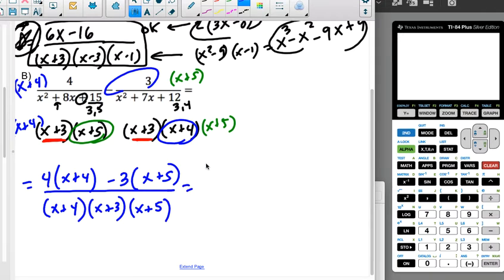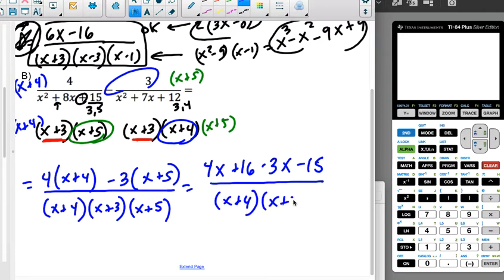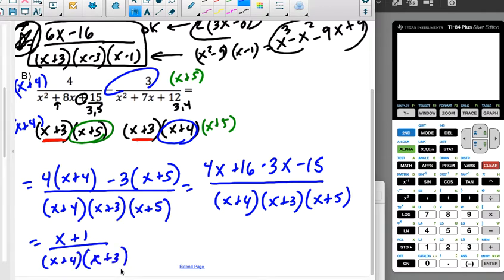When I clean up the top, I'm going to get a 4x plus 16 minus a 3x minus 15. Right? Minus 3x minus 15. Cool. And on the bottom, I have an x plus 4 times an x plus 3. And again, you could FOIL the bottom out. I just don't see a reason under the sun to do it, right? So I'm going to get x plus 1 on the top over this thing. And the top is as simple as it's going to get, right? If you really wanted to FOIL out the bottom, you absolutely could.